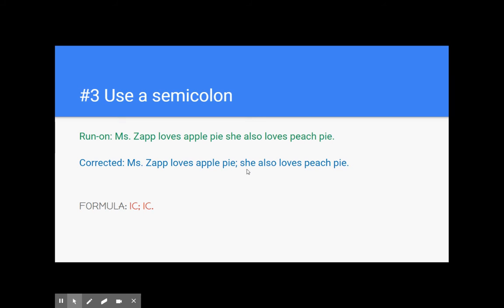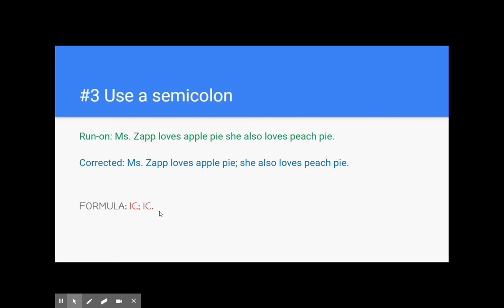Notice I don't capitalize she afterwards. You would only need to capitalize the first part of your second independent clause if it was a proper noun. Again, only if it was related. So I can't say Ms. Zapp loves apple pie, the Schnucks down the street just got new hours. Those aren't related, right? So I couldn't use the semicolon there.